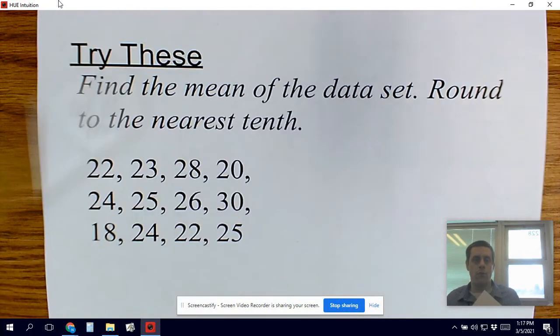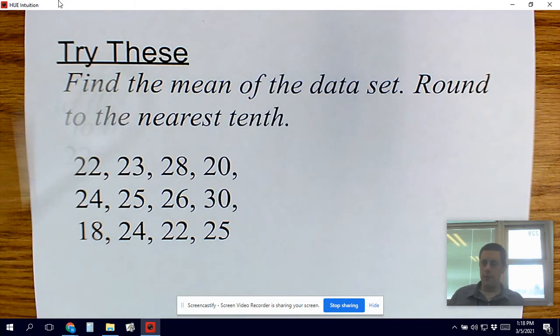Okay, boys and girls, I have one for you to try on your own. Take a moment, pause the video, calculate the mean of the values in this set. When you're finished with your calculation, begin playing the video again to check your work and see how you did. I'll talk to you in a moment.